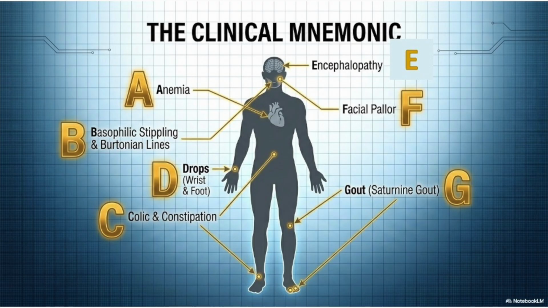A simple way to remember the important clinical manifestations is the mnemonic ABCDEFG. A stands for anemia, caused by inhibition of heme synthesis. B stands for basophilic stippling of red blood cells and the Burtonian blue line seen along the gums. C stands for colic and constipation, which are classical gastrointestinal manifestations. D stands for drop, referring to wrist drop caused by peripheral motor neuropathy.